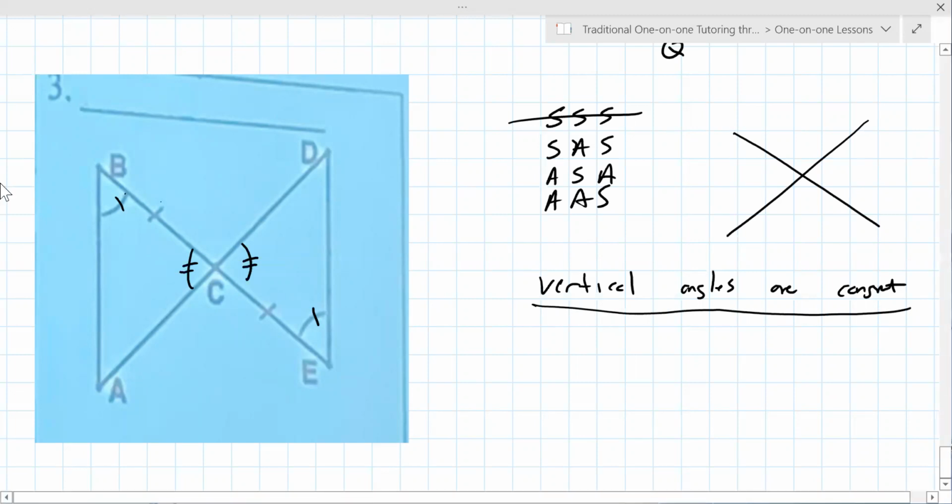Okay, so now you have an angle, a side, and an angle. Do you see that order, that progression? Angle, then a side, then an angle. The side is between the angles.